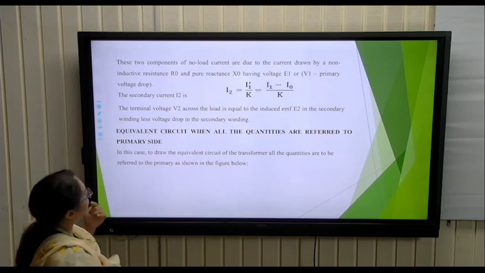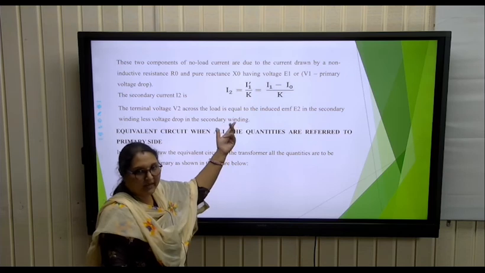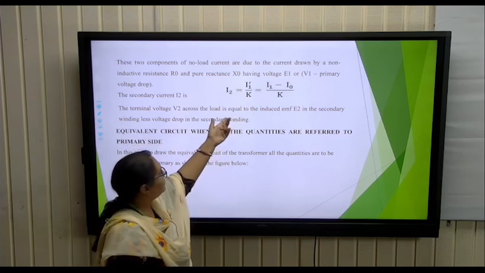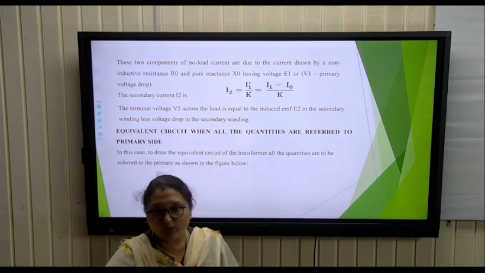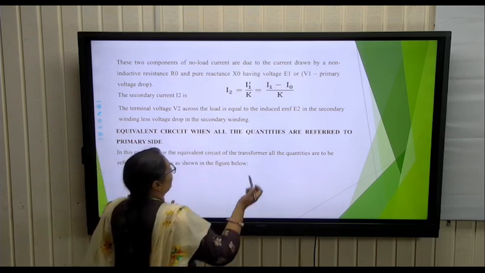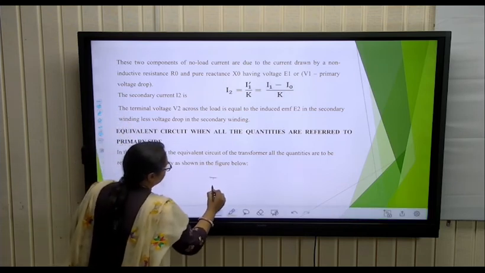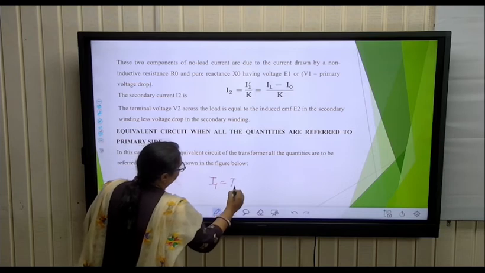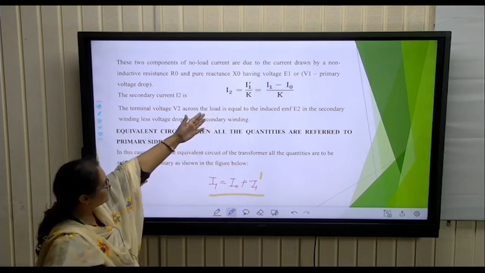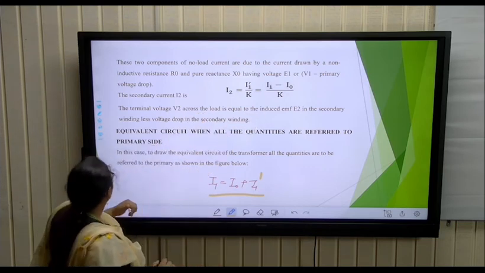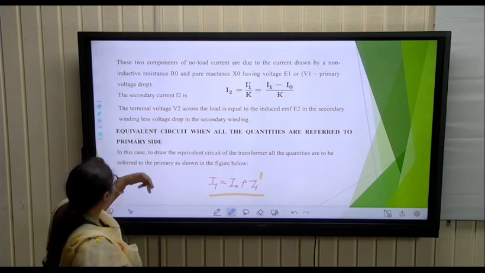Now the other two components of the load current, that is I2, which is the current on the secondary, and I1 dash, which is equivalent to I2, that will be I1 dash upon K, because K is the transformation ratio. So we can do the relation between these two. And from the previous diagram where we have seen that I1 is equal to I0 plus I1 dash, from here you can deduce this relation for I2. Fine. And likewise you can determine the terminal voltage also.